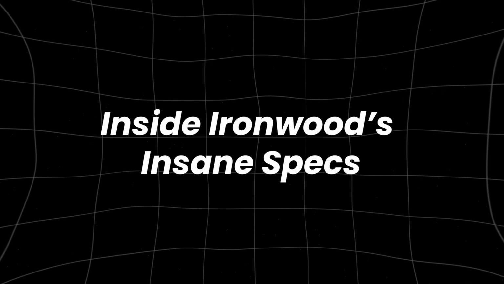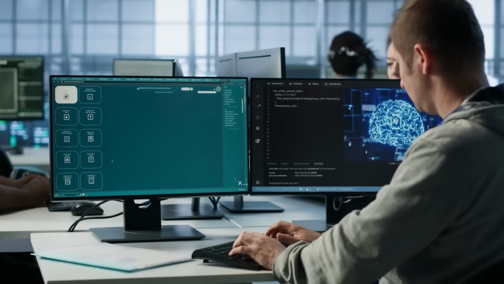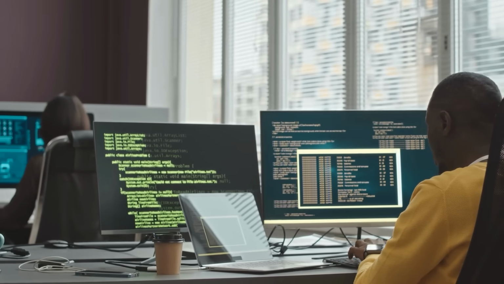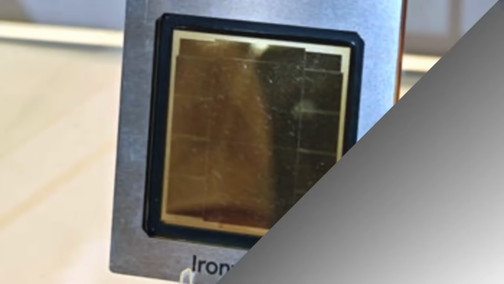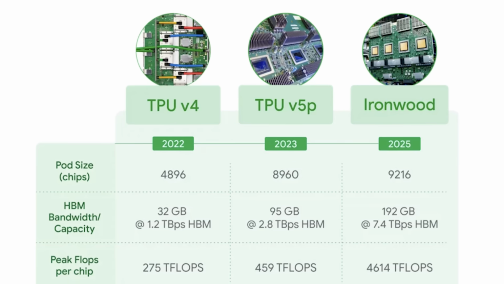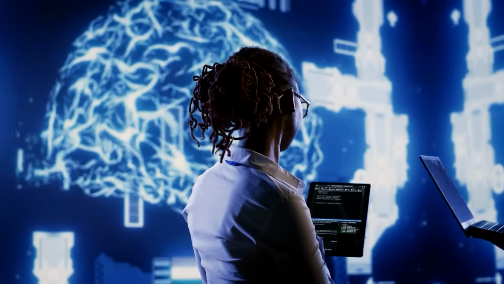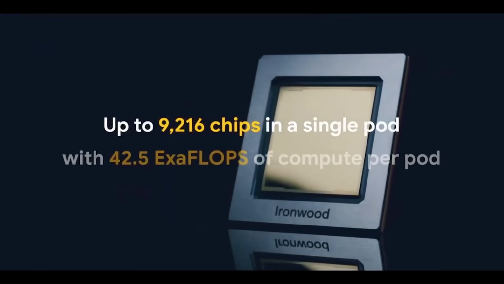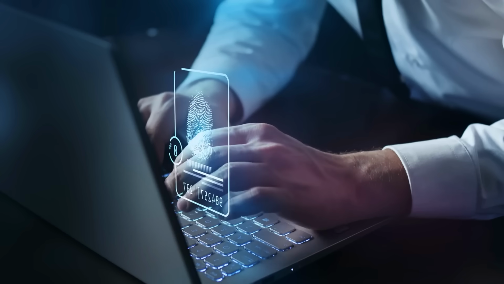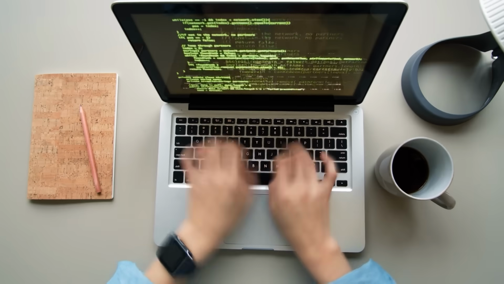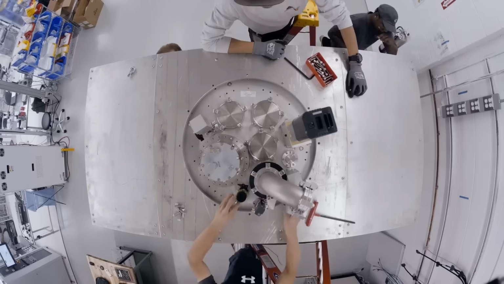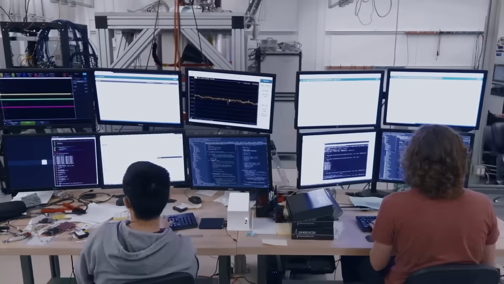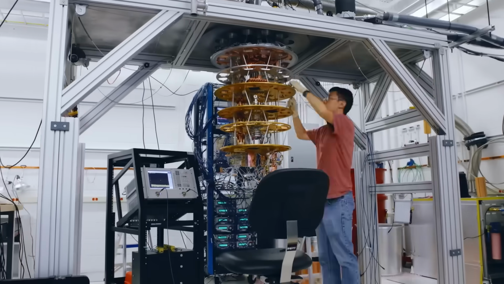Inside Ironwood's insane specs. Let's talk numbers, because that's where Ironwood really starts to distance itself from anything else on the market. Each individual Ironwood chip delivers a peak compute power of 4,614 teraflops. That's trillions of floating point operations per second. Scale that up to 9,216 chips, the configuration used in Google's TPU pods, and you get 42.5 exaflops. For context, El Capitan, which was designed for nuclear simulation and national security applications, maxes out at 1.7 exaflops.